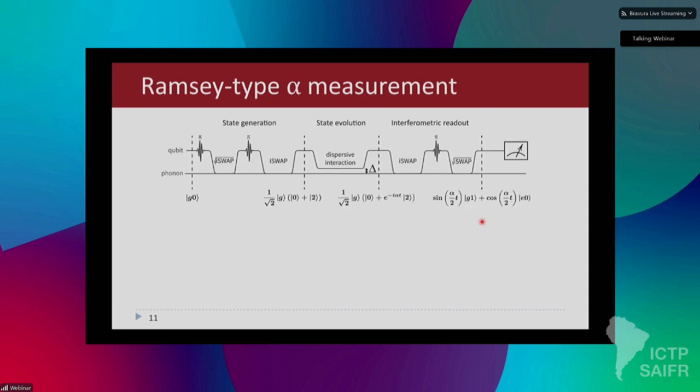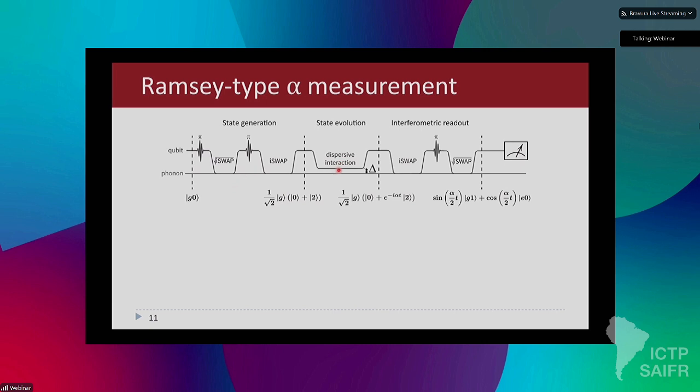We can be more quantitative about it and use a Ramsey sequence to measure the exact anharmonicity. This is the usual thing where, if you want to measure a frequency, you do an interferometer experiment instead of just spectroscopy. The way it works here is we start out with both systems in the ground state. We swap half an excitation from our qubit into our phonon mode, and then we do another swap of another excitation from our qubit. At the end, what you end up with is your qubit in the ground state and your phonon mode in a superposition of 0 and 2 phonons.